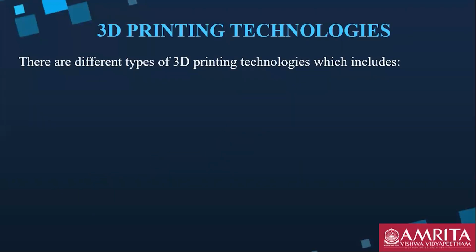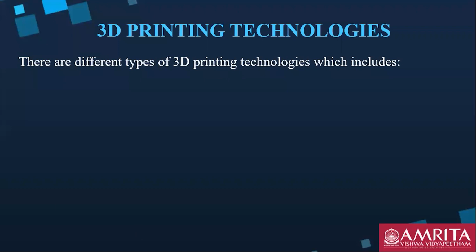So for those who missed yesterday's class, let me tell you, 3D printing and additive manufacturing are the same technology. 3D printing is a technology where we build a 3D object using layer by layer deposition of a raw material. Now that raw material can be in different forms depending upon the technology and principle we are using. So what I am discussing today is the 3D printing technologies.